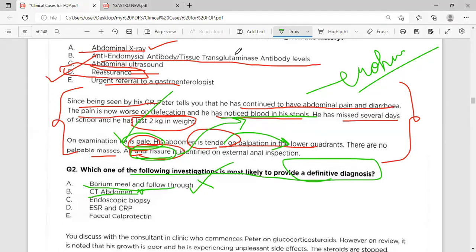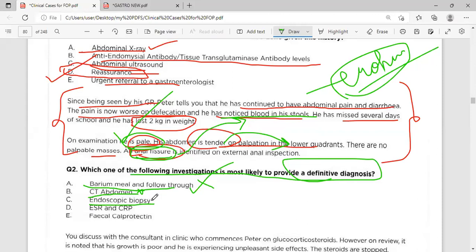Third thing is endoscopic biopsy. So this is a case of Crohn's disease. They are saying that we will do endoscopic biopsy. Should we do endoscopic biopsy in case of Crohn's disease? Yes, we will do endoscopic biopsy. Why?